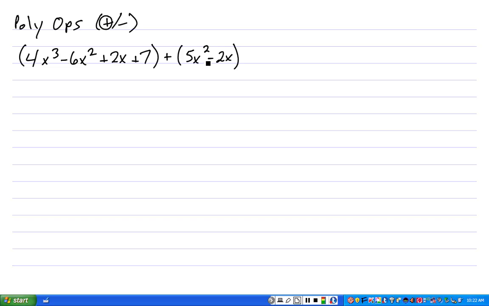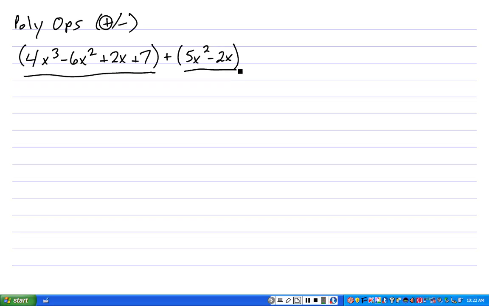Now with polynomial addition, typically you're not going to see that the terms inside of the parentheses can be combined. I'm not saying it'll never happen, but typically the terms inside of the parentheses will be unlike. They will not be like terms. So what you're looking to do is combine like terms from one set of parentheses with like terms from another set of parentheses.